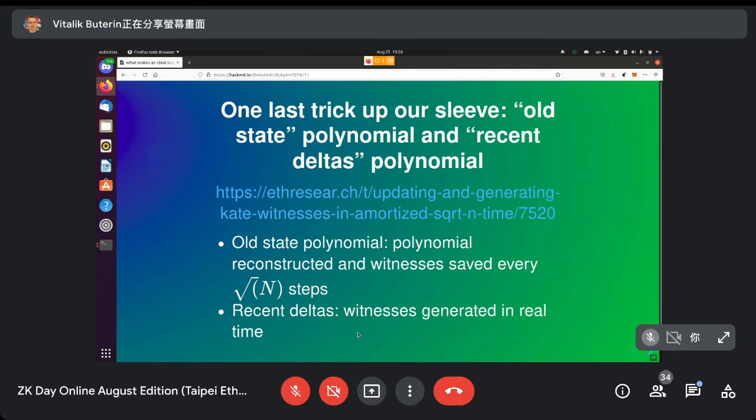There's this really nice algebraic property of KZG witnesses: if you generate a witness against A and you generate a witness against B, and you just add the witnesses together, you get a valid witness against A plus B, right? So we're going to use this property. Basically, the clients are going to store this old state, and they're going to run this process in the background, so it's amortized, and they're going to regenerate the full state and all the witnesses every square root of n steps.